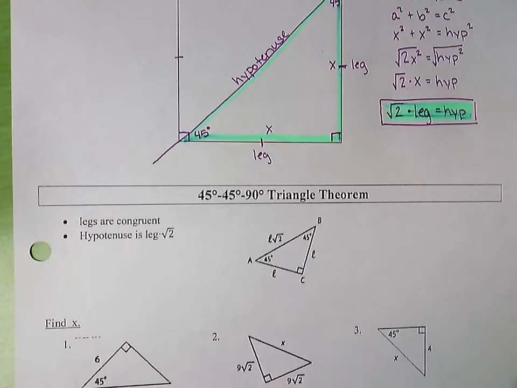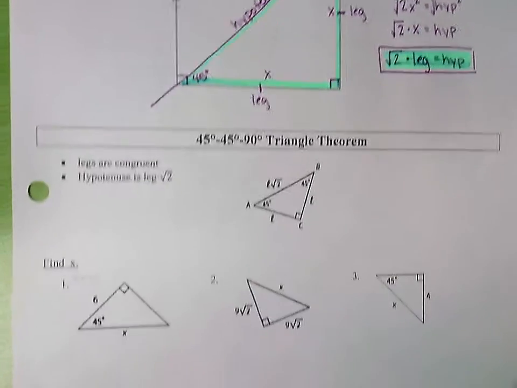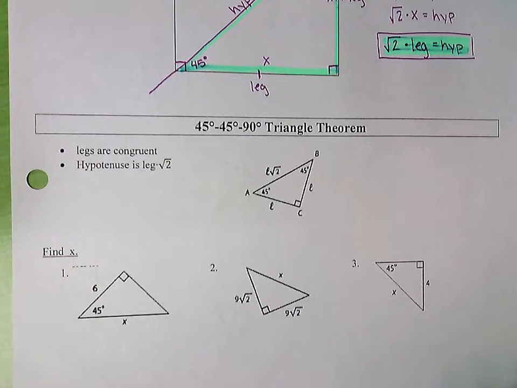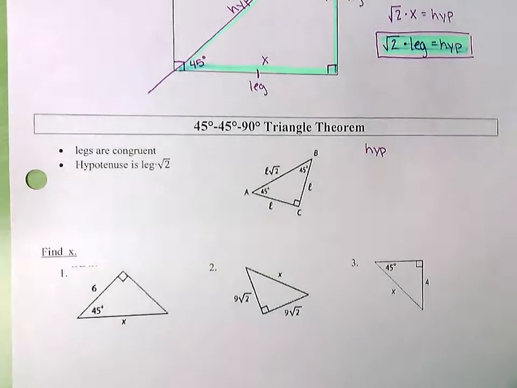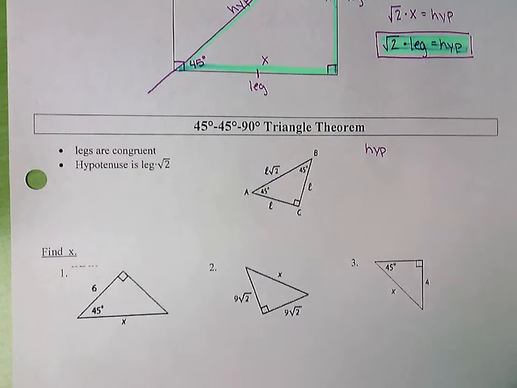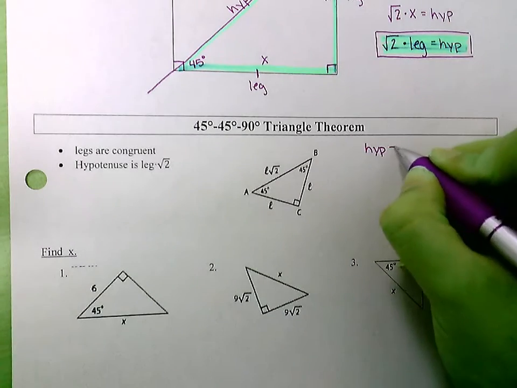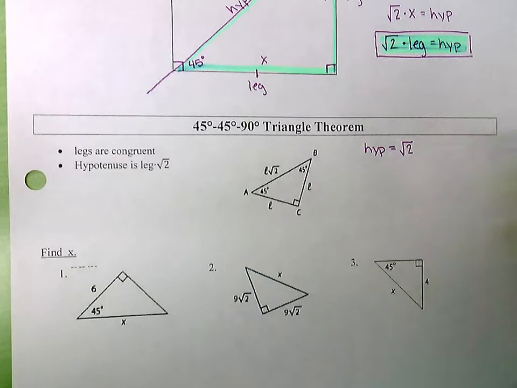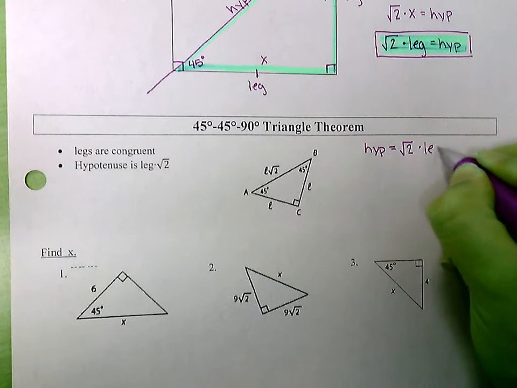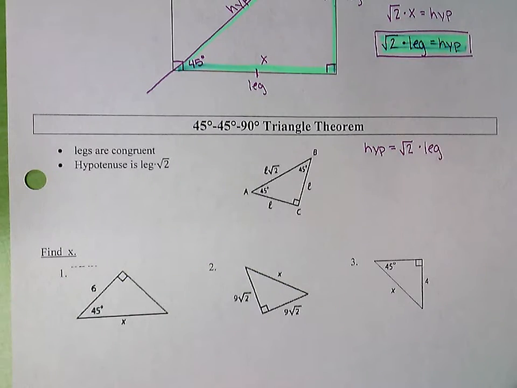we're going to do some examples below. So again, I'm going to write out my formulas or rules here. So if I want to solve for the hypotenuse of my 45, 45, 90 triangle, I'm going to take the square root of 2 times the length of one of the legs. Okay, that's what we found above. Okay, that's why we can do this rule.